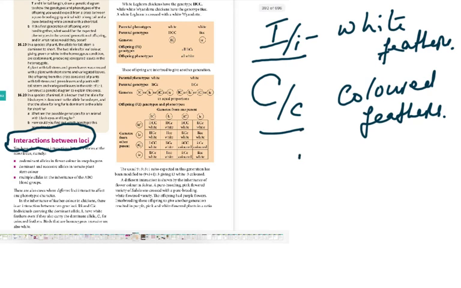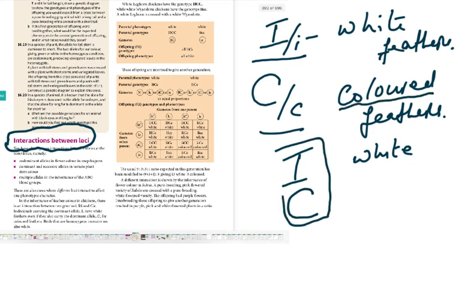Now individuals which carry the capital I have white feathers. Even if they carry the dominant allele big C, though C is for colored feathers, if big I and big C are together, then they'll still be white. They won't be colored. There won't be a mixture of white and colored. Now this will be given to you in the question, what the interaction is. So big I and big C together will result in white feathers in the chickens.